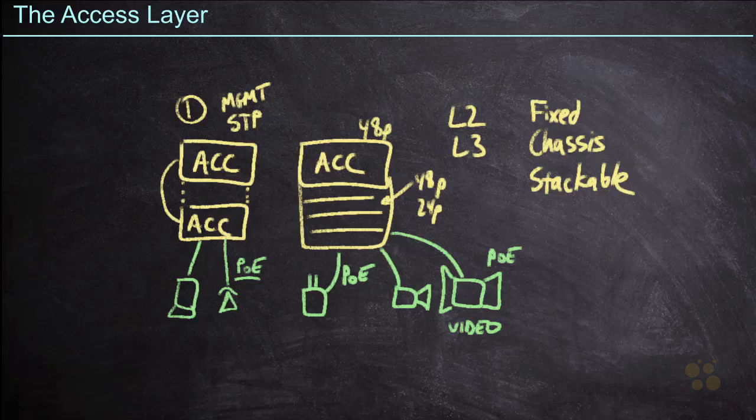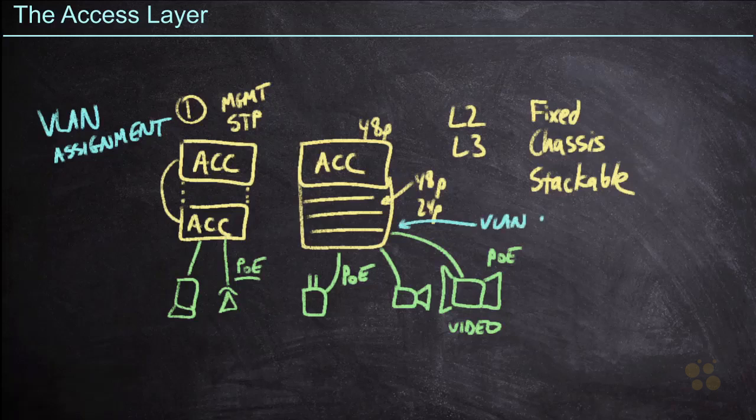So what are some of the services that access layer switches provide to our end devices? Well, one thing that comes to mind is VLAN assignment. When a device gets plugged into a network port, we tend to say on the port specifically, this port belongs to VLAN, let's just say 10 in this case. And therefore any traffic showing up on that port will belong to VLAN 10.